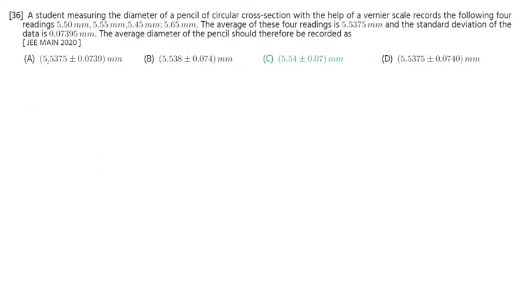Once see, in all the options the number of significant figures is more than 3. Only in option C the number of significant figures is 3, which is similar to that of the given values here. So without simplification, directly we can go with this option C.